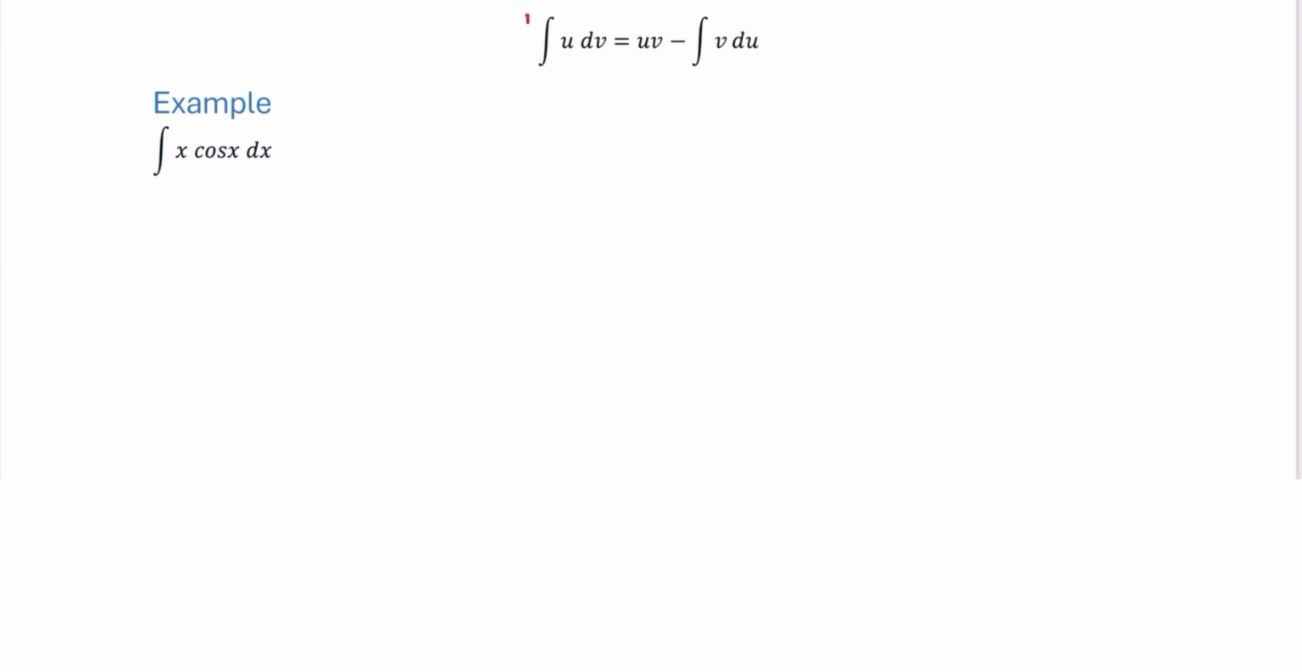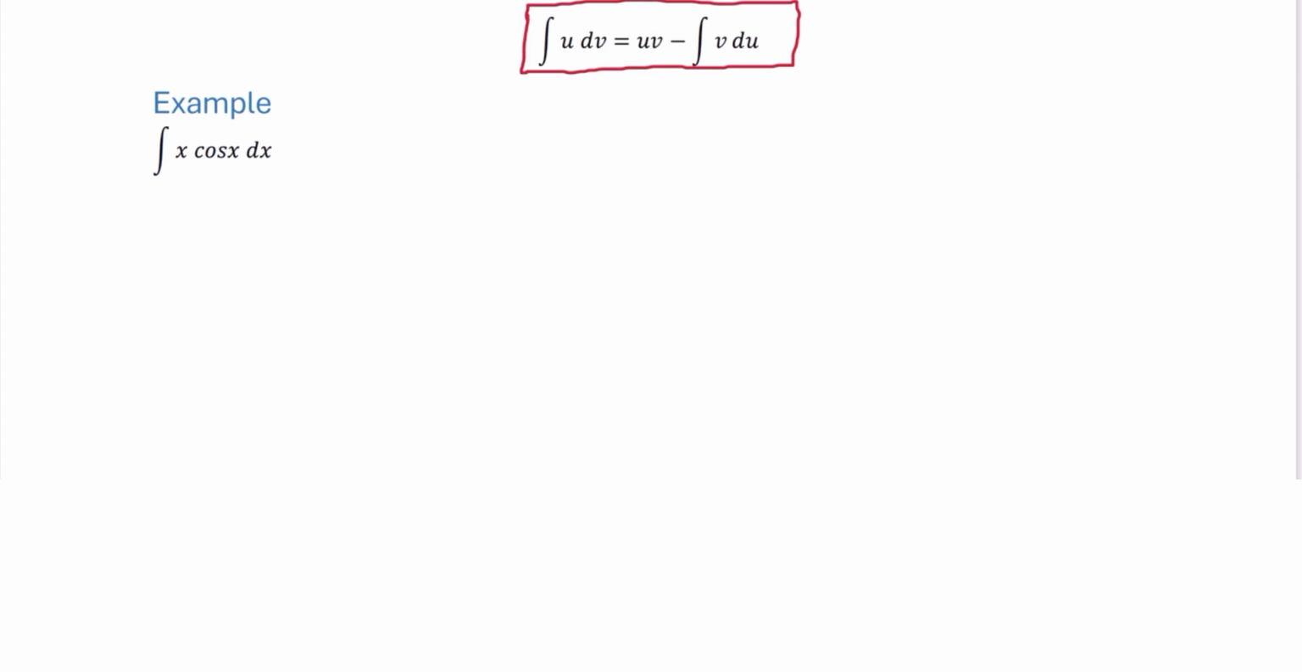To use integration by parts, we'll use this setup. We have the integral of u dv equals uv minus the integral of v du. Notice we have the integral of a product, and then we're just rewriting it in a way that will be easier to integrate. Up first, the integral of x cosine x dx.